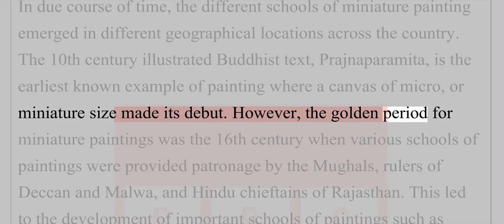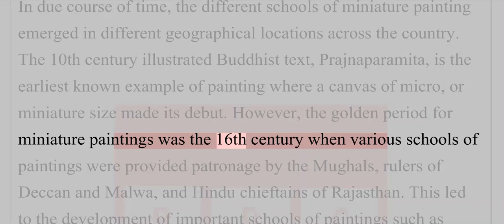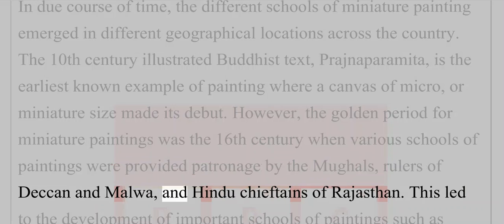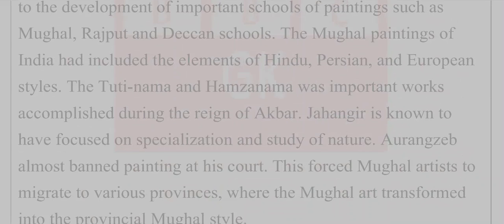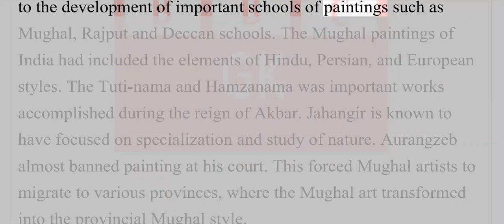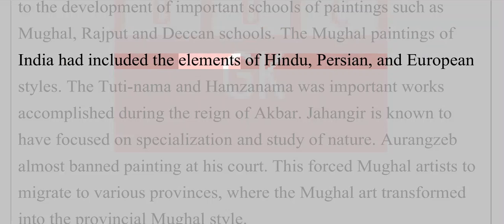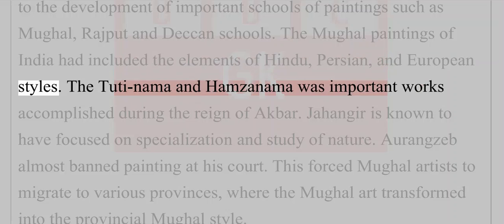However, the golden period for miniature paintings was the 16th century, when various schools of paintings were provided patronage by the Mughals, rulers of Deccan and Malwa, and Hindu chieftains of Rajasthan. This led to the development of important schools of paintings such as Mughal, Rajput and Deccan schools. The Mughal paintings of India had included the elements of Hindu, Persian and European styles.